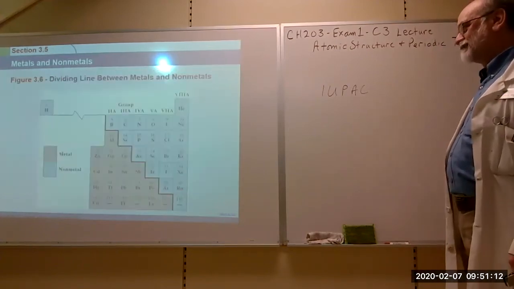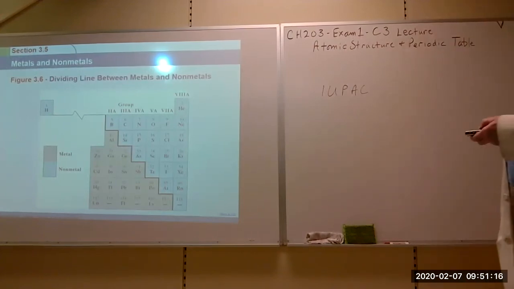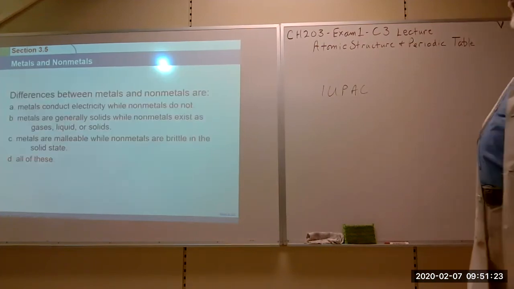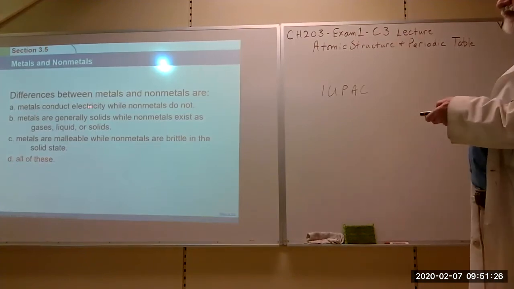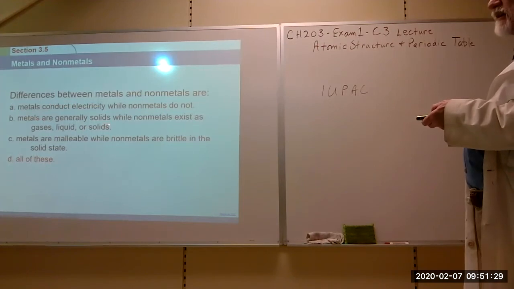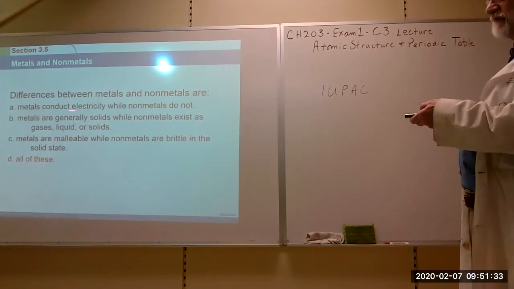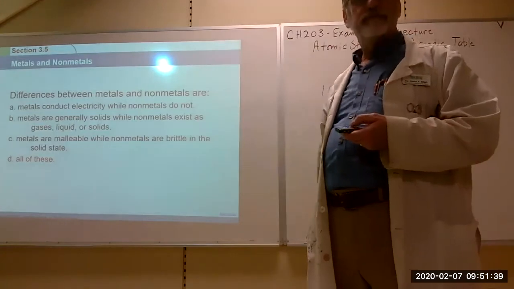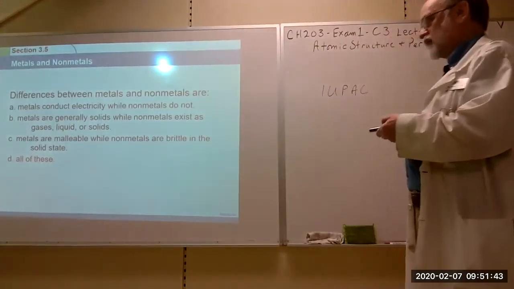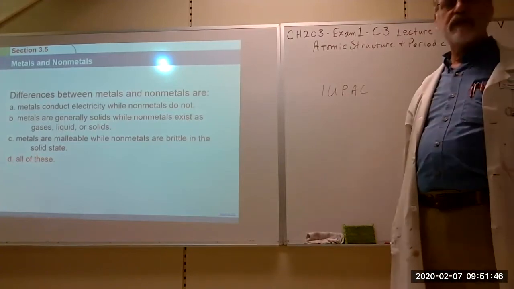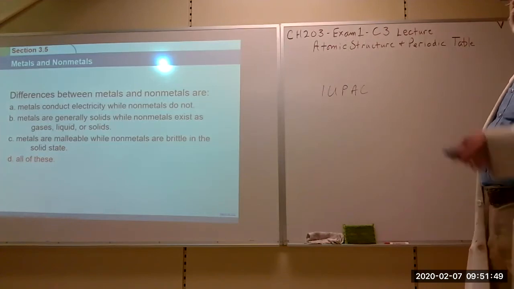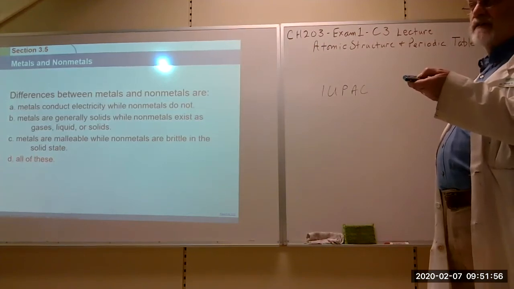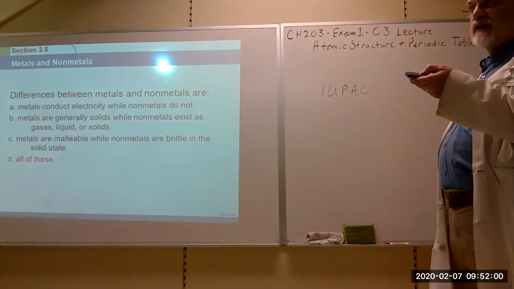Okay, so there's our division, metals, non-metals. The differences between metals and non-metals are all of these. Conductivity, electricity. Metals are generally solids. There's only one metal that's not a solid at room temperature, mercury. It's a liquid. But most metals are solids. Non-metals can exist in any form. They can be gases, solids, liquids. In fact, bromine is your liquid, while iodine is a solid. Chlorine's a gas. All these guys right here are gases, plus that one.